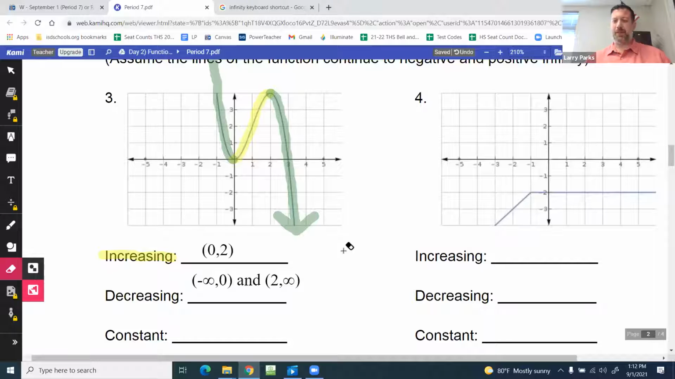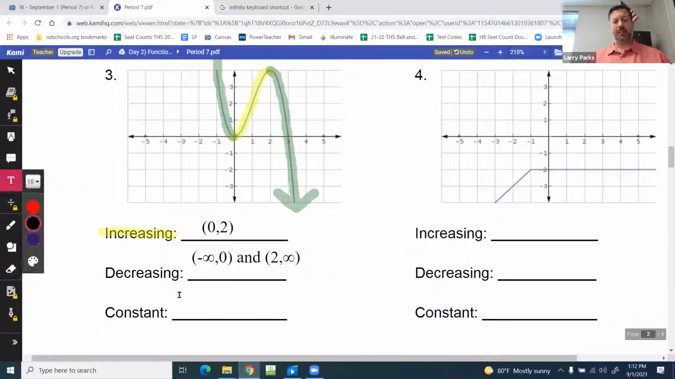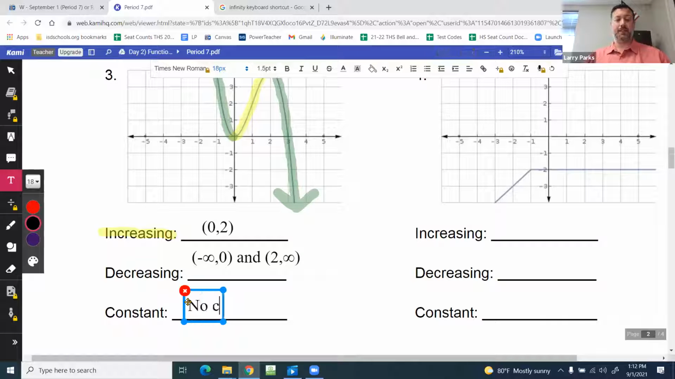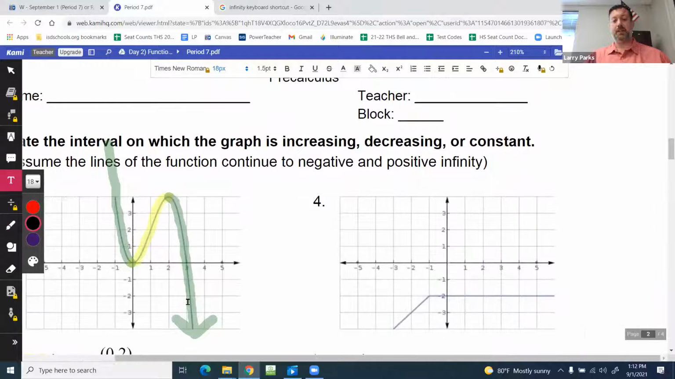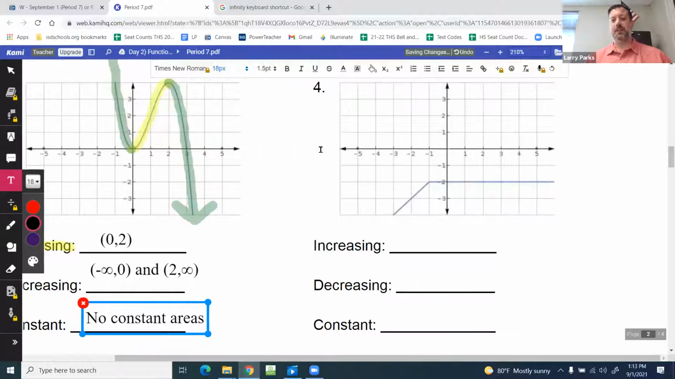And then I wouldn't really call it constant anywhere. I mean, technically, I guess at the max and the min is kind of constant, but we'll just say no constant areas. Some people might argue that at the minimum and the maximum, there's a constant.